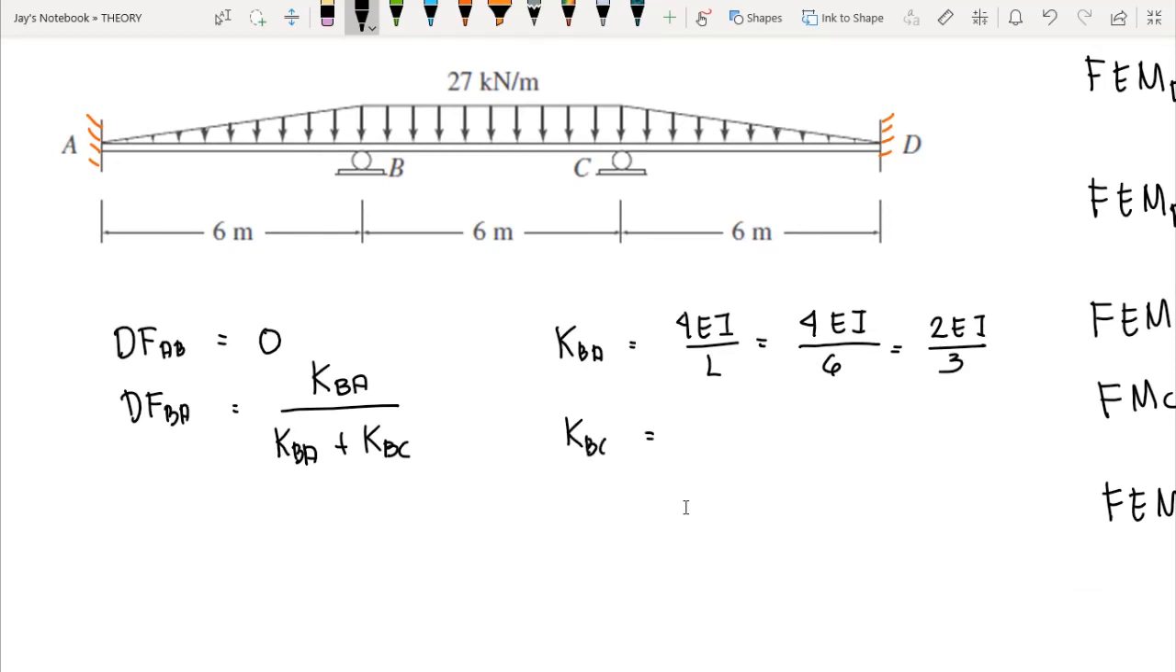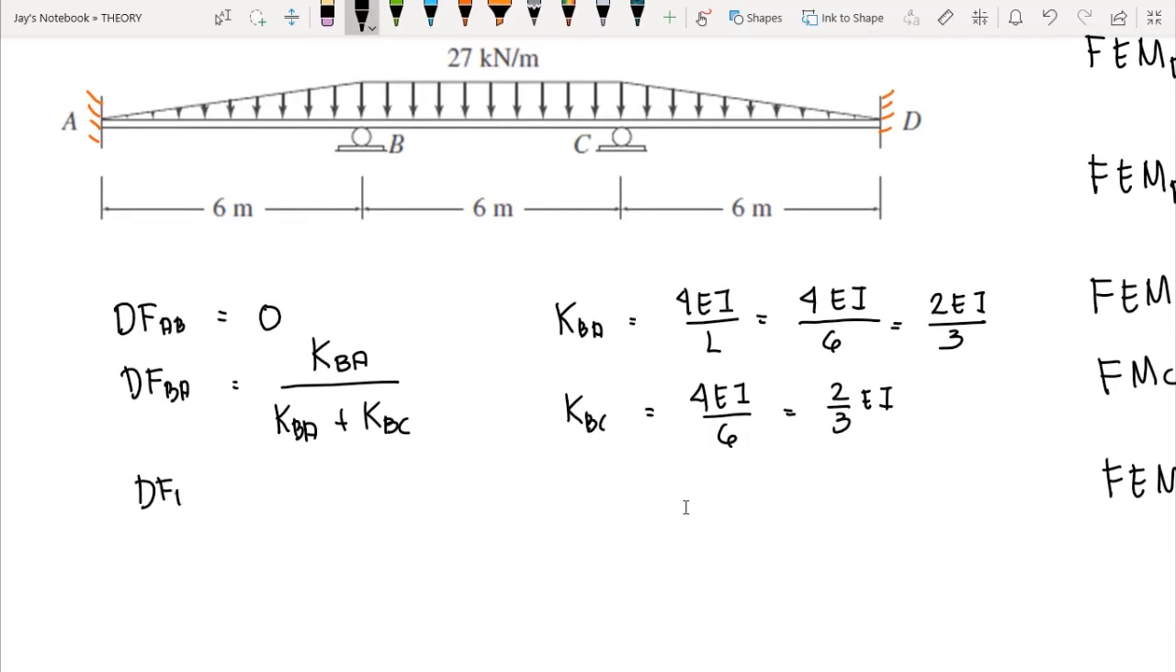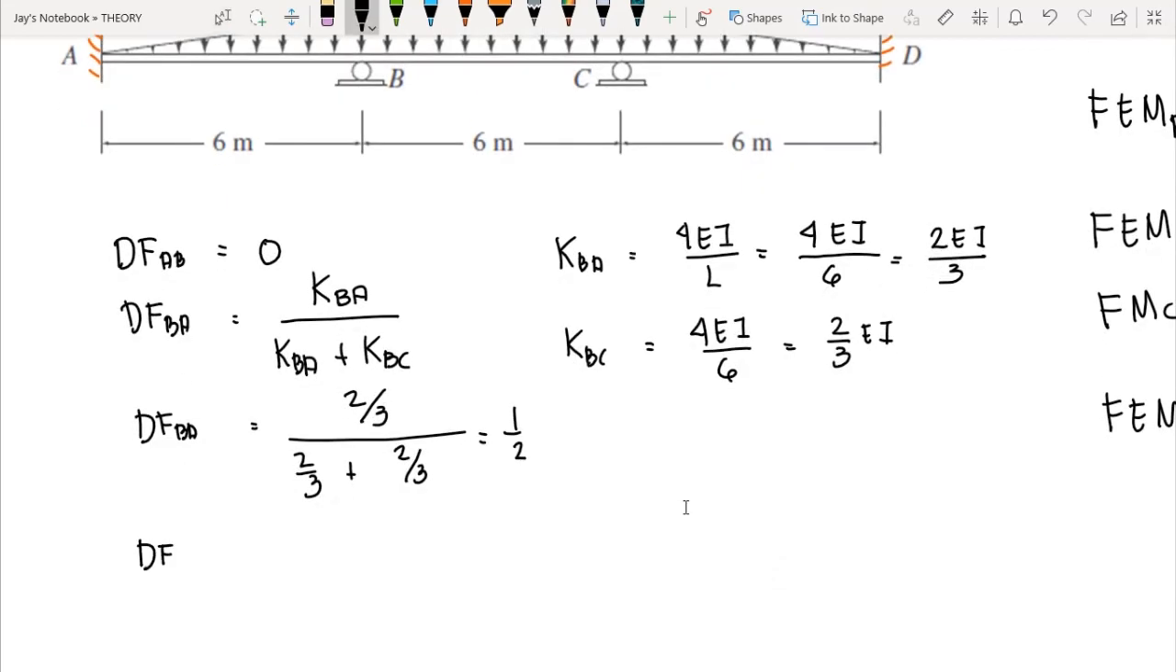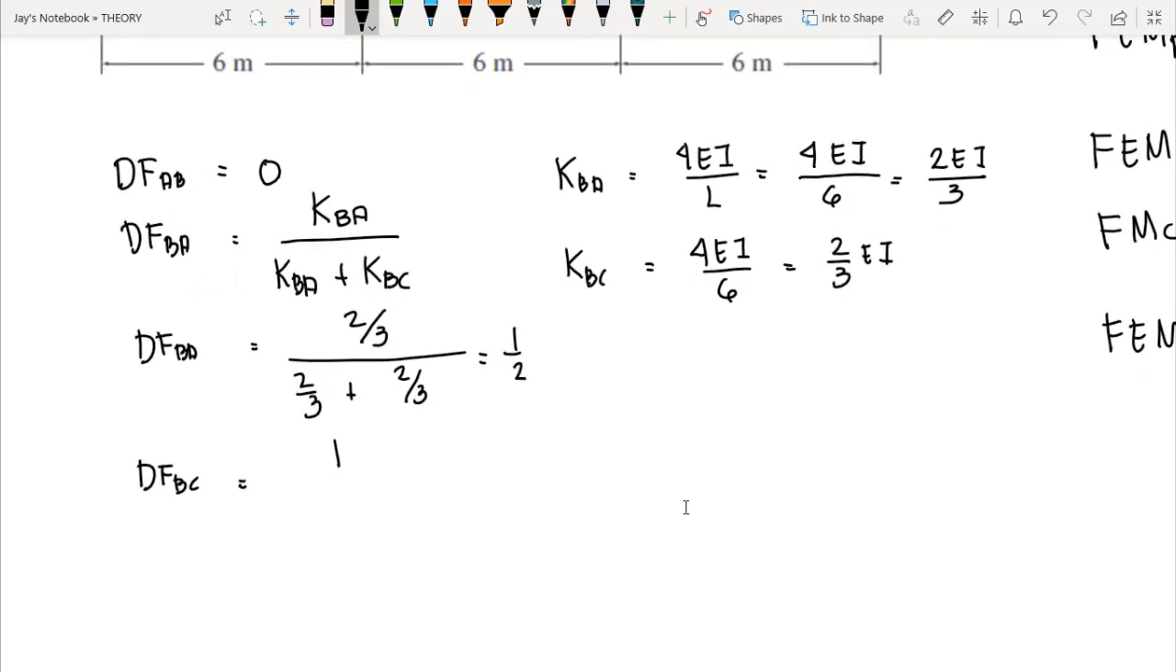KBC is still the same, 4EI over 6. That means we have 2/3 EI. So for our DF BA, we have 2/3. We can eliminate EI because it would cancel out eventually. So we have 2/3 plus KBC, 2/3. That would give us 1/2. And for DF BC, we have KBC over KBA plus KBC. This would give us 2/3 over 2/3 plus 2/3. That means we have 1/2 as well.